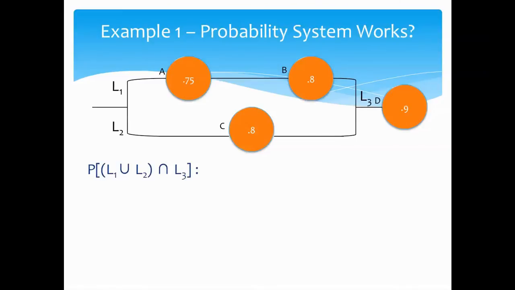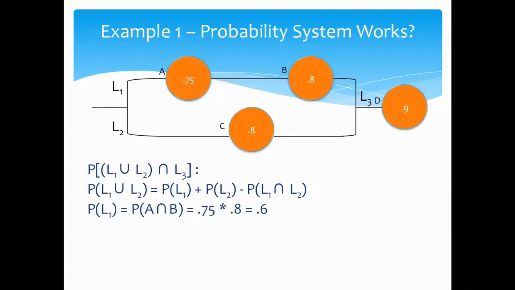First, we need to find the probability of line 1 or line 2. We can find this by using the equation: probability of line 1 plus the probability of line 2 subtracted by the probability of line 1 and 2. The probability of line 1 is equal to the probability of component A and component B working. If one component in the line fails, then the entire line fails. Therefore, the probability components A and B work is 0.7 times 0.8, which is equal to 0.6.